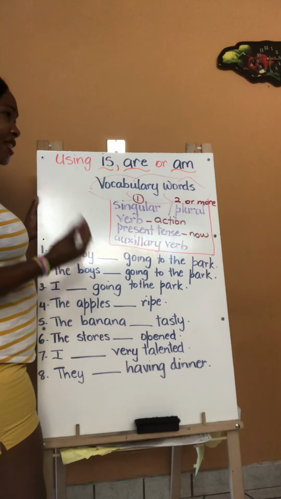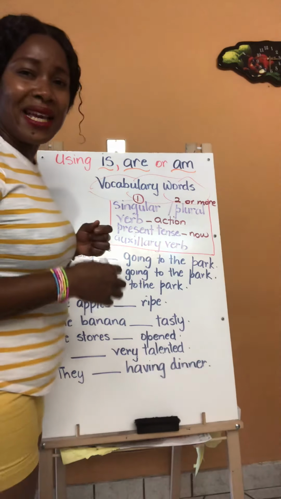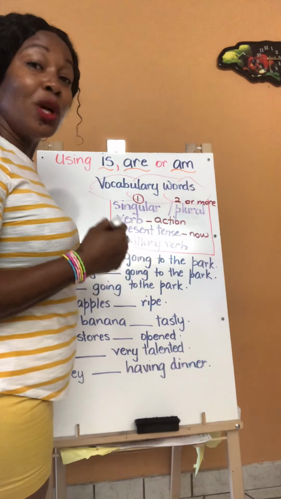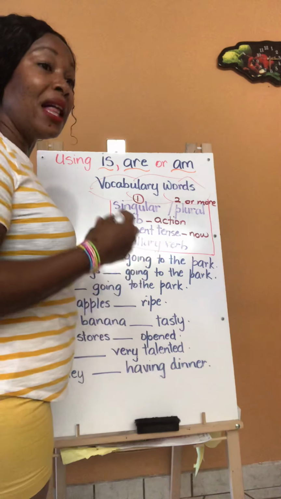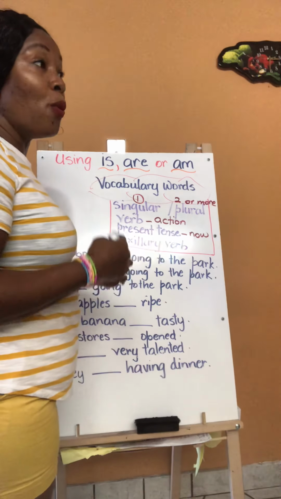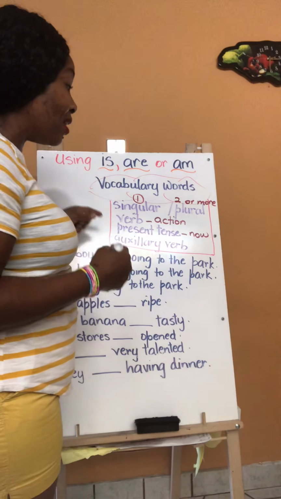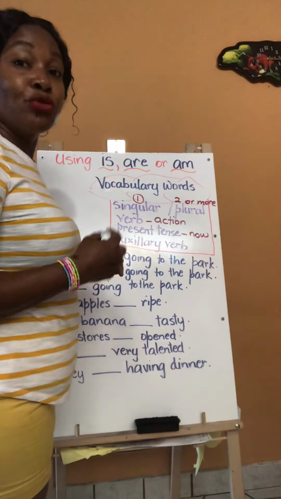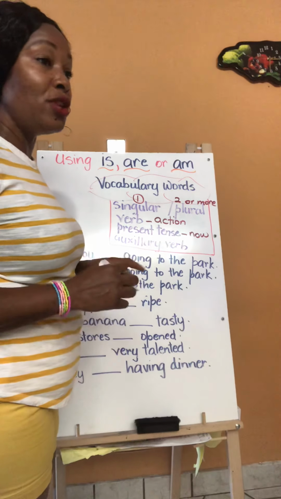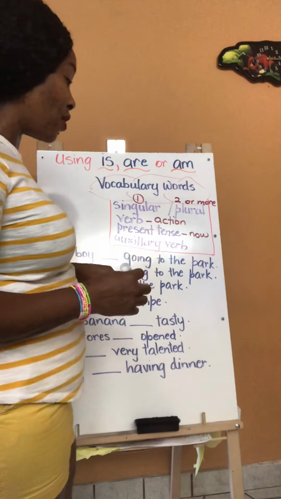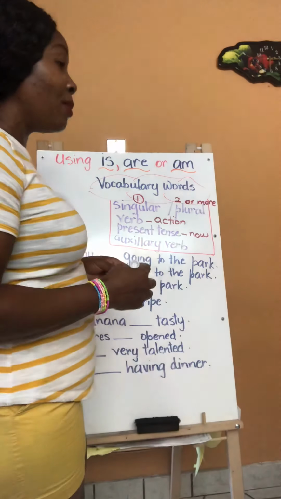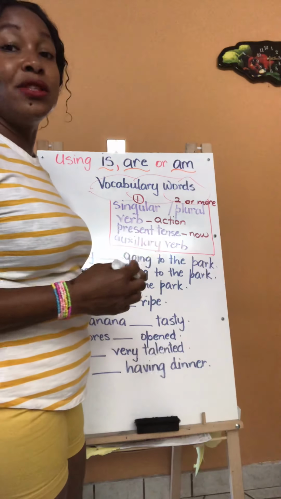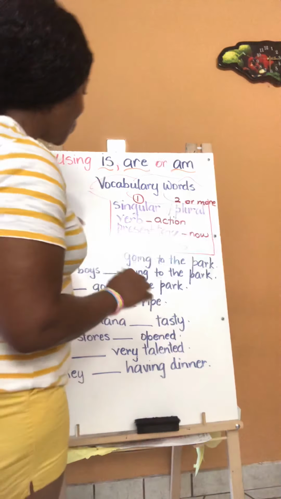Also, auxiliary verb. An auxiliary verb can also be called a helping verb because what it really does is help a main verb. However, sometimes an auxiliary verb is written without a main verb, and today we're not going to be having a main verb. So the auxiliary verb is what is going to help the sentence to move along smoothly.